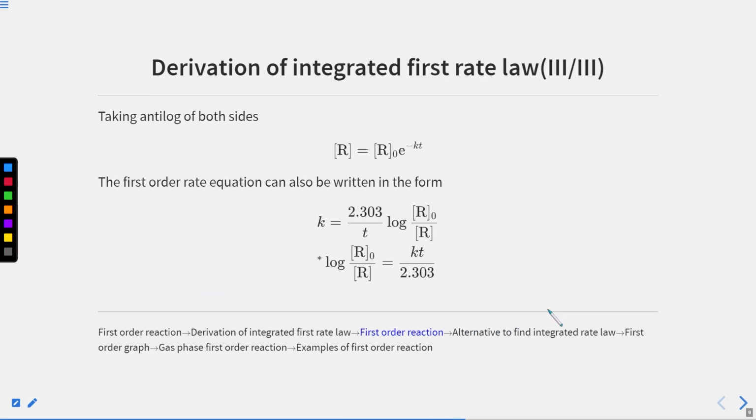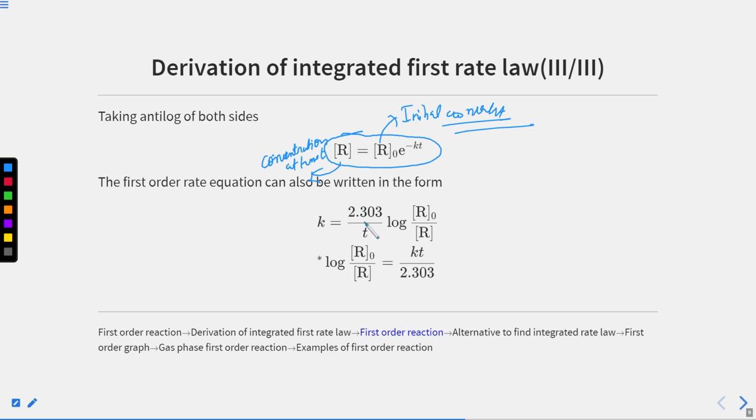So we'll see it here. Taking anti-log on both sides will give us R is equal to R naught e to the power minus kt. So this is our initial concentration, and this is our concentration at time t. So this is the second equation that we got.